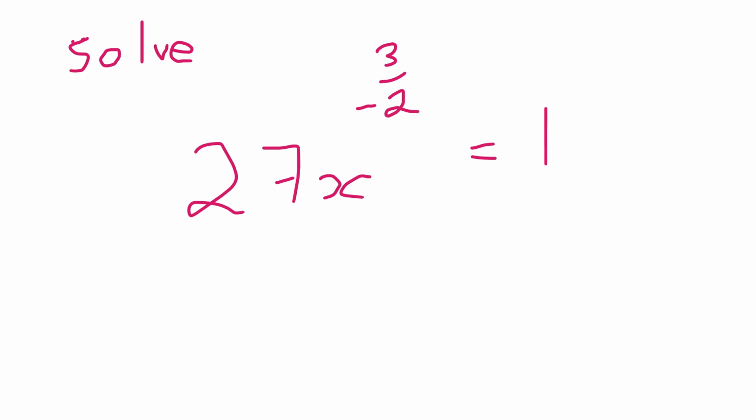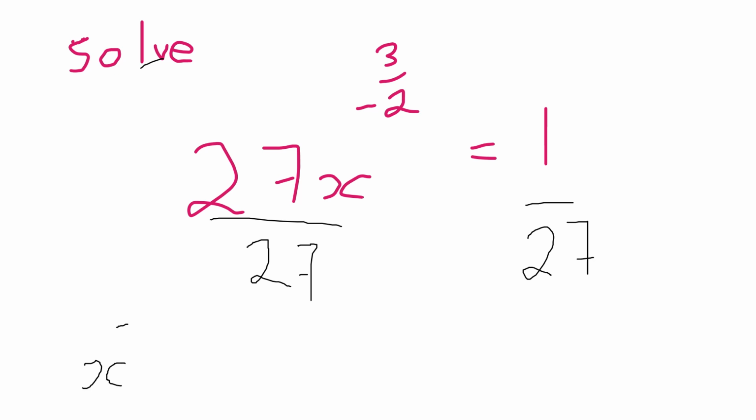So that's to solve 27x^(-2/3) = 1. At first glance, this actually looks pretty horrible. So step one, I'm going to divide by 27 on both sides, because my job here is to get x by itself. We get x to the power of -2/3... sorry, x to the power of -3/2 is equal to 1/27.